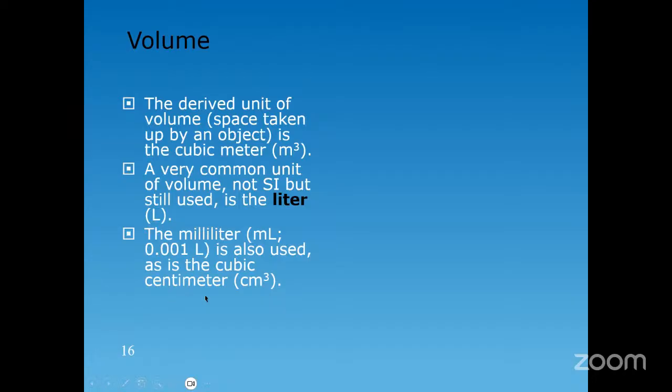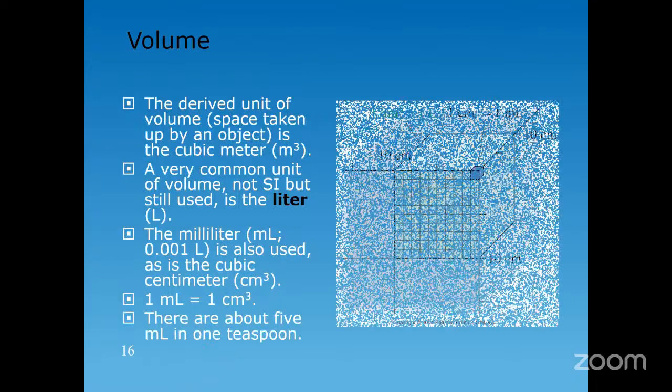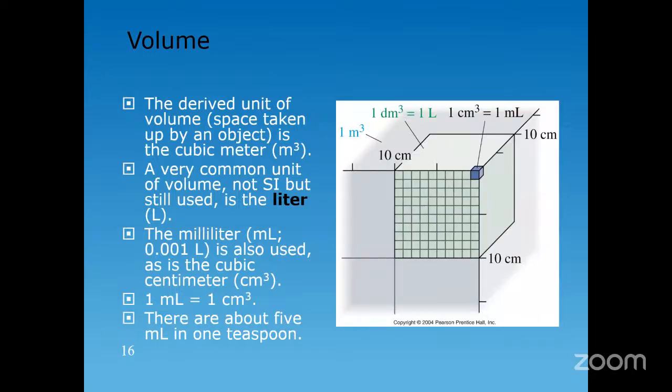There's also another unit which is directly related to length. It's derived: the centimeter cube unit. The centimeter cube unit is actually the same as 1 milliliter, right? So 1 milliliter is equal to 1 centimeter cube. And just to give an idea of what we're talking about in terms of volume, in a teaspoon there are about 5 mils of liquid that you can pour into it.